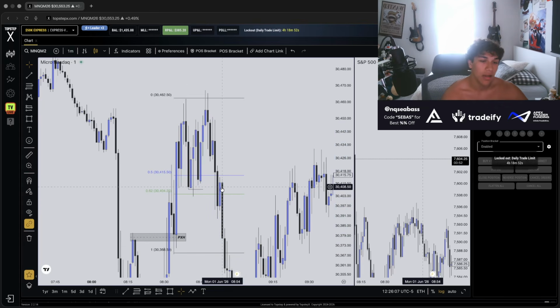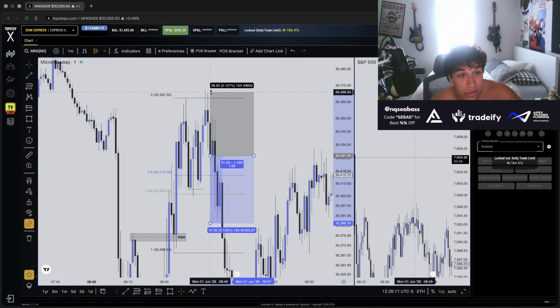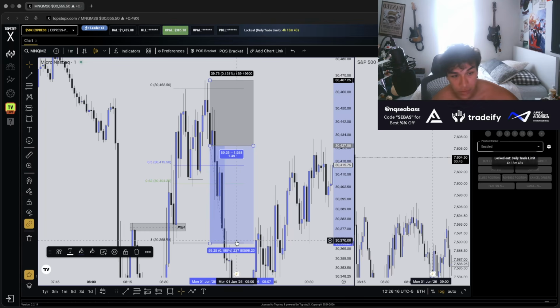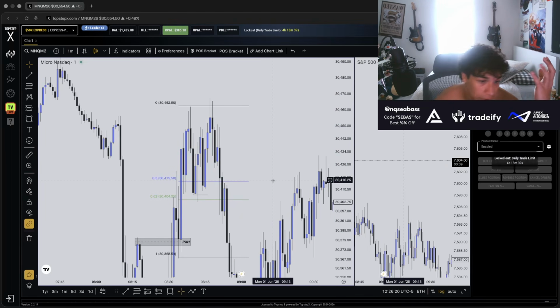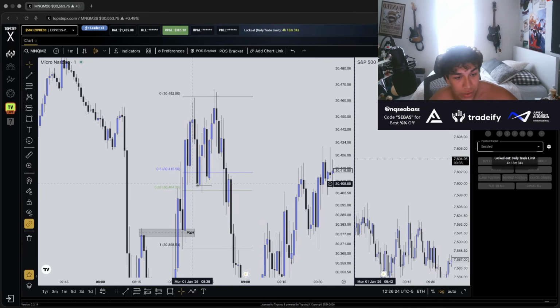So on both ends, you could have caught a long or a short. A short like this looks good as well. You could have caught it at 1-to-1, maybe 1-to-1.5 right there, going to the most obvious draw on liquidity. But at the end of the day, it depends on how you trade and what you're comfortable getting into. Pretty discretionary. I was just looking for longs today. We also had an internal SMT right here.